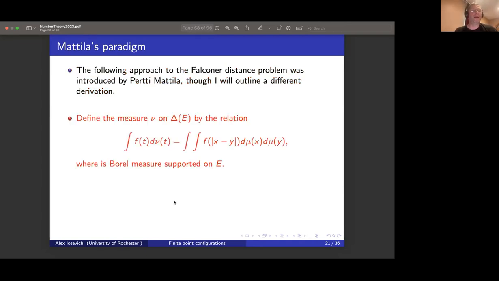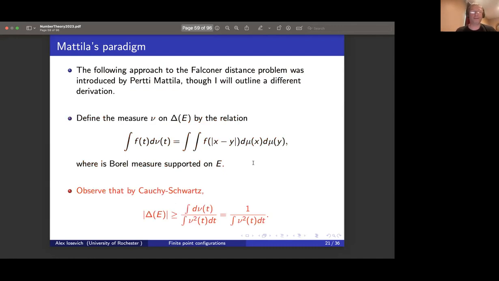Okay. And we define the measure nu on the distance set in a completely natural way. So what does measure nu do? It counts the number of pairs separated by distance t. But it does this in a continuous way. And this is a natural way to do that. So it's simply a continuous counting function on the set of pairs separated by a given distance.